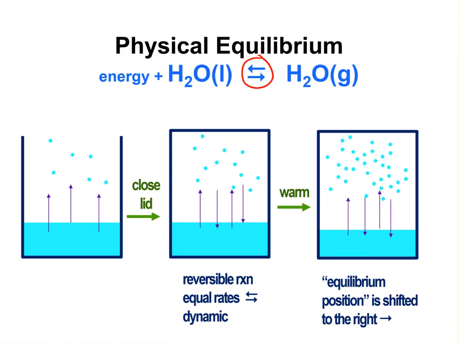Okay, and then in this case we would warm it, and remember that affects our equilibrium position. And so we would say the equilibrium position is shifted to the right, because now we have more of our product, a higher concentration of our product. I wanted to remind you of this idea of equilibrium position, which is basically saying at equilibrium, which form do we see more of, the reactant or the product?